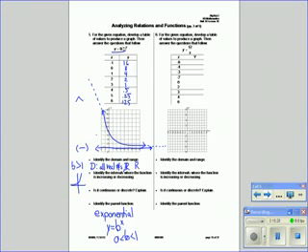Now my range, is there any negative numbers on my y-axis? My graph never gets down here. So there's going to be no negative numbers. Where does it stop? At 0. Does it hit 0? It doesn't. So I'm going to have one of those with no equal sign on the bottom. So my y is going to be greater than 0. And that would be my range.